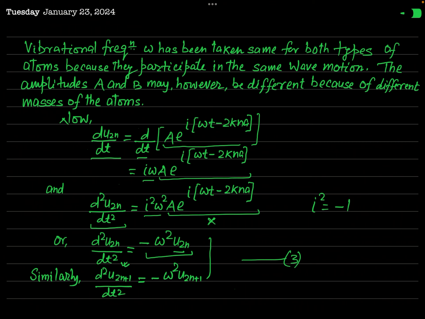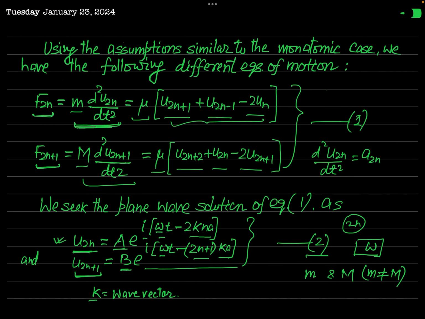The only difference will be that there will be u2n plus 1 in place of u2n. So I have written it here on the basis of this analogy: d2u2n plus 1 by dt square is equal to minus omega square times u2n plus 1. In this way we have obtained the values of d2u2n by dt square and d2u2n plus 1 by dt square in equation 1.